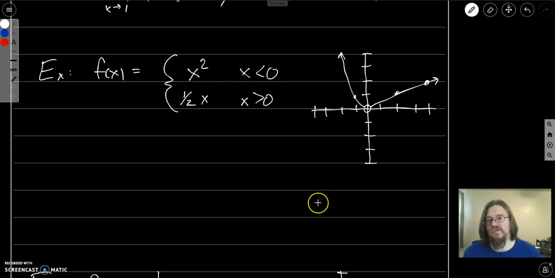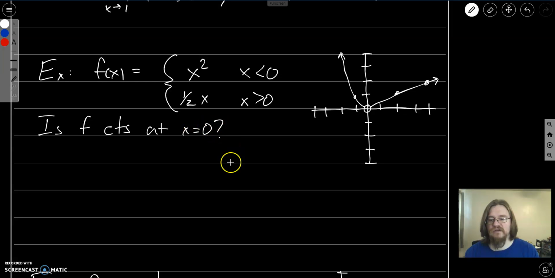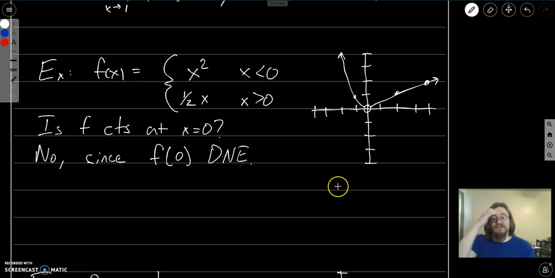So right away, when I'm looking at this, my function isn't defined at 0 up here. My function isn't defined at 0 down there. My function simply isn't defined at 0. So we could ask, is f continuous at x equals 0? And the answer is no, since f of 0 does not exist. And that's all we have to do.